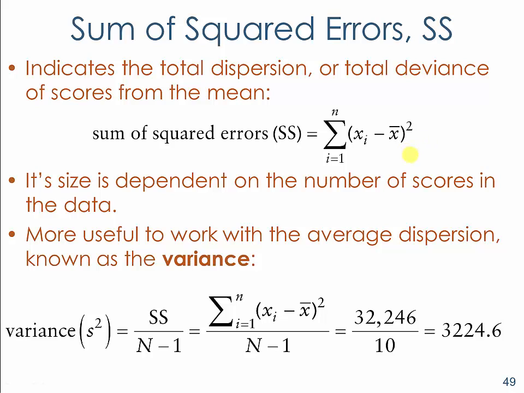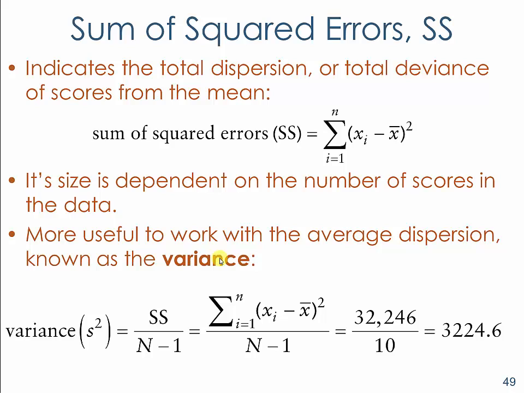The challenge with the sum of squared errors, though, is if we keep throwing more and more variables in there, in other words, more and more observations, this number is going to keep getting bigger and bigger. So in other words, the larger the number of observations we have, the larger the value of the sum of squared errors is likely to be. So it's not really good for comparing different data sets. Instead, it's better to work with the average dispersion, known as the variance.